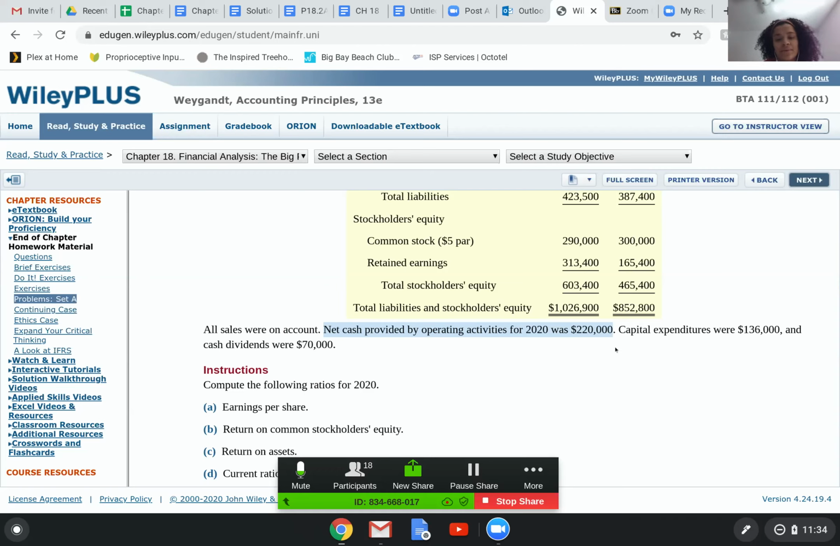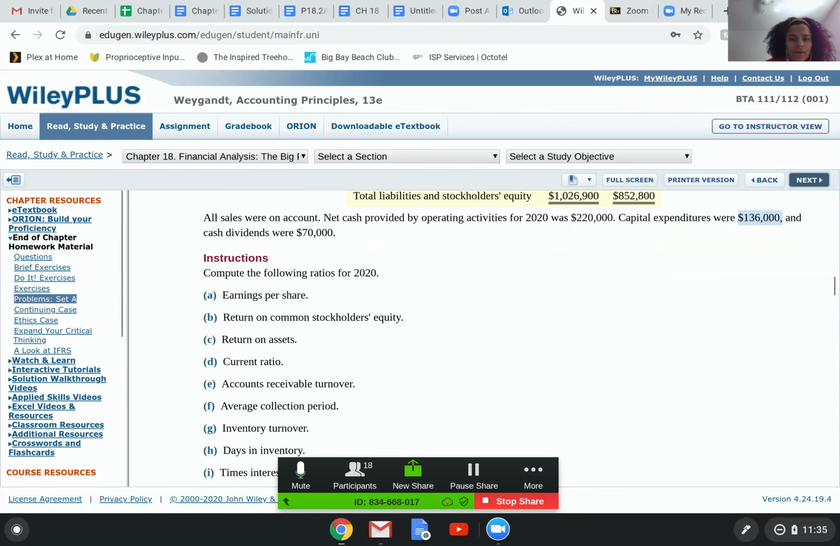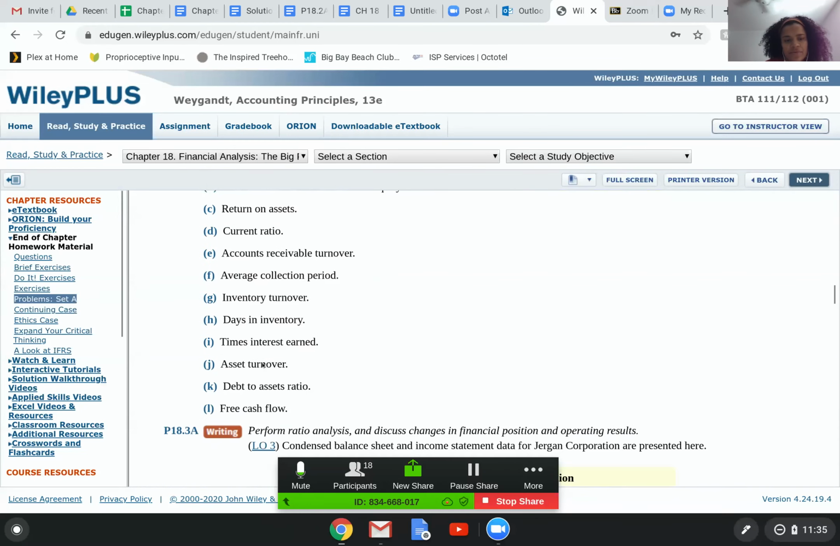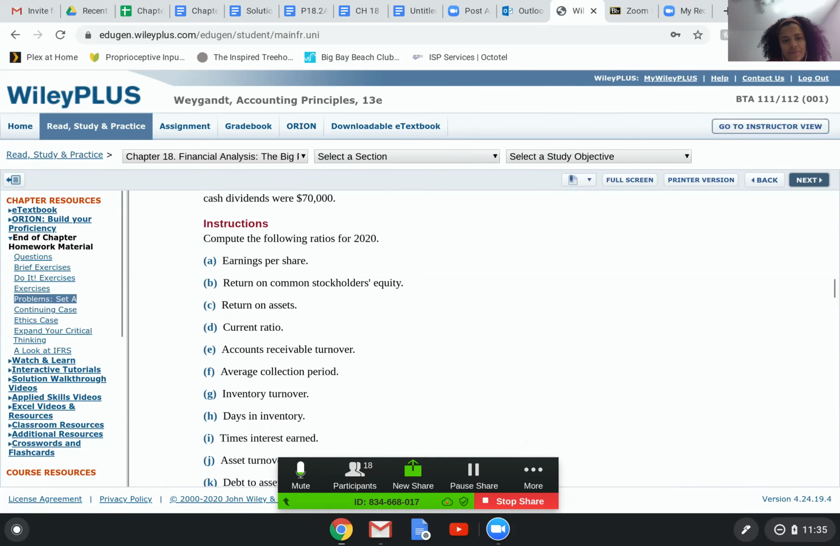They're just giving you this information. Capital expenditures were $136,000. So those of you who remember Chapter 17 well, you'll now start to suspect that you probably have to calculate the free cash flow, right? And cash dividends were $70,000. Compute the following ratios for 2020. So you start with some of the profitability ratios, then you move into some liquidity ratios, and then you've got your solvency, and then you also have, there we have it, free cash flow at the end.